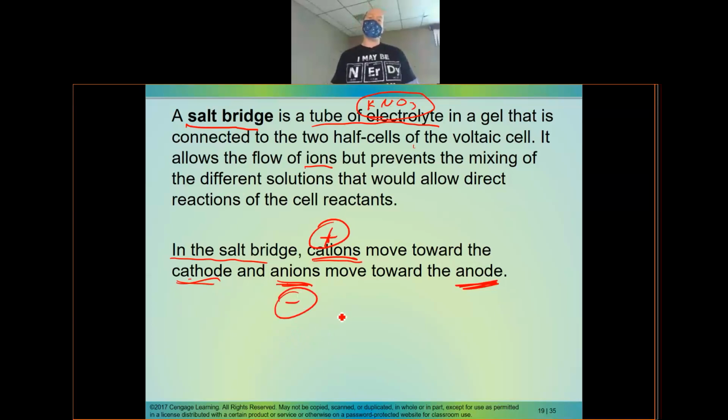And so the positive cations are hanging out at the cathode because the cathode is negative. All right, and that attracts the positive ions. And so the ions that are at the cathode are called cations. The anode is positive, and that attracts all these negative ions. And so these negative ions that are at the anode are called anions.